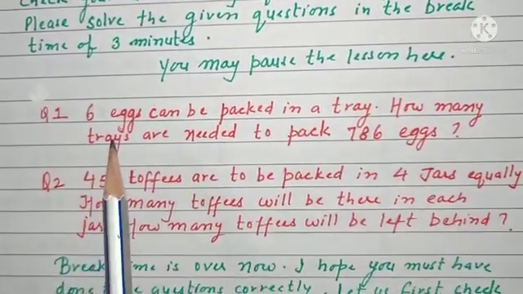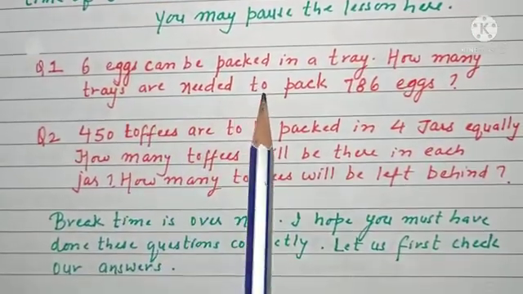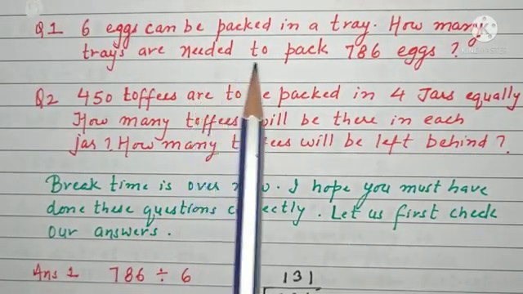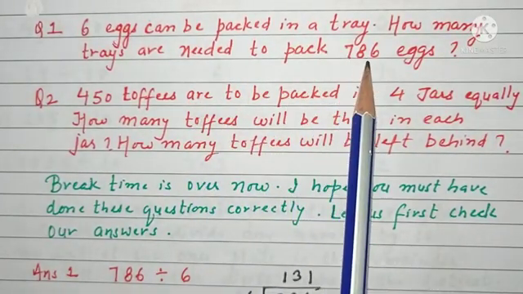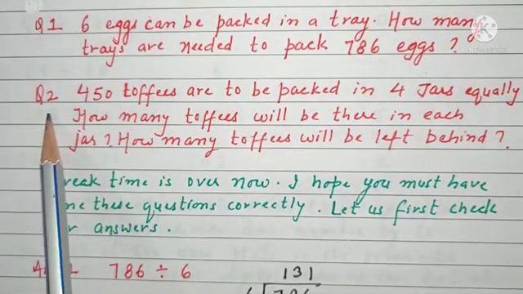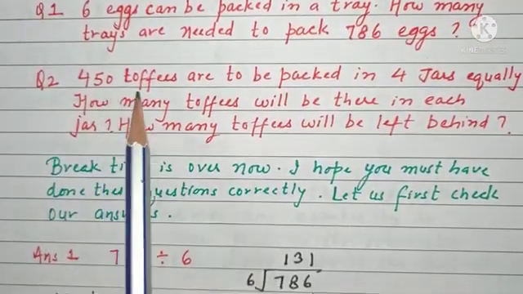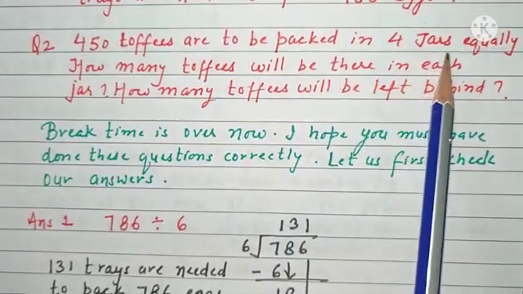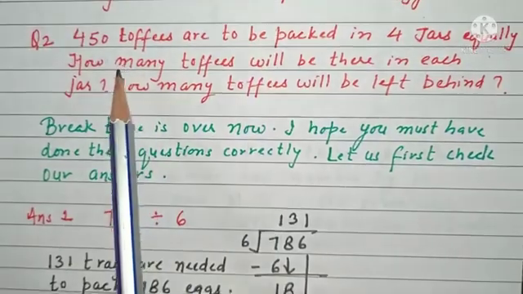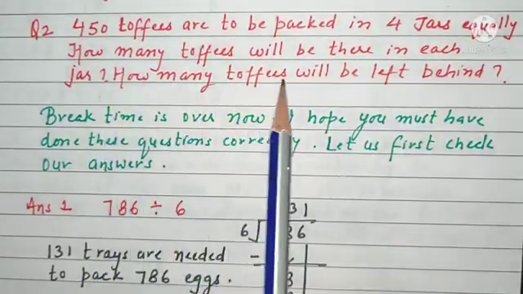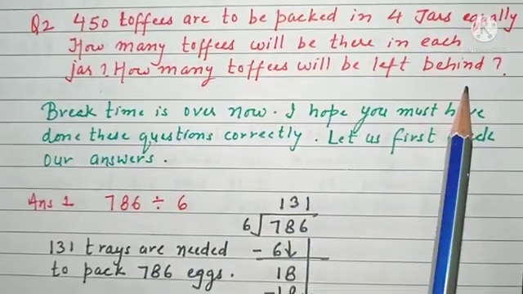Question number 1. 6 eggs can be packed in a tray. How many trays are needed to pack 786 eggs? And question number 2. 450 toffees are to be packed in 4 jars equally. How many toffees will be there in each jar and how many toffees will be left behind?